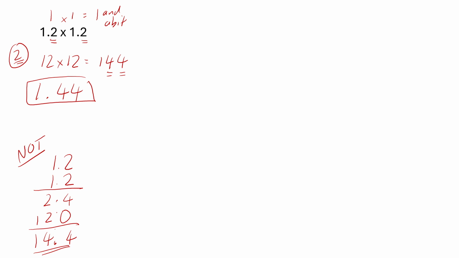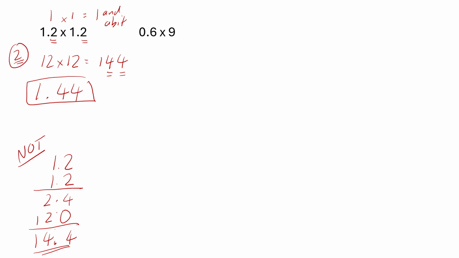And looking back to our original estimate of 1 times 1 is 1, so 1 and a bit, this feels like it's right. And with all decimal multiplication, doing a little estimate is a really helpful thing to do. So let's extend this rule to a couple of other decimal multiplications.